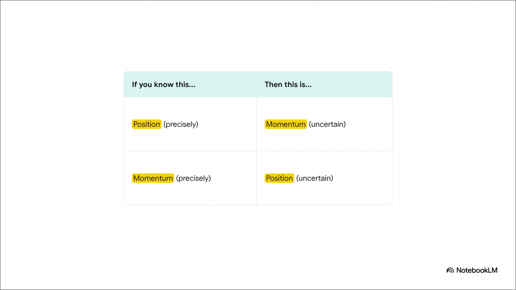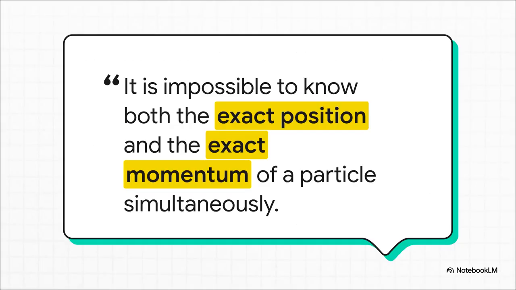The more precisely you nail down a particle's position, the less you can possibly know about its momentum, its speed, and direction. And it works the other way too. Pinpoint the momentum, and its location becomes a fuzzy mess. And this isn't because our measuring tools are clumsy, it's a hard and fast rule of the universe. So the takeaway is this: you just can't know everything about a quantum particle all at once. It's impossible, because it has that wave-like nature.